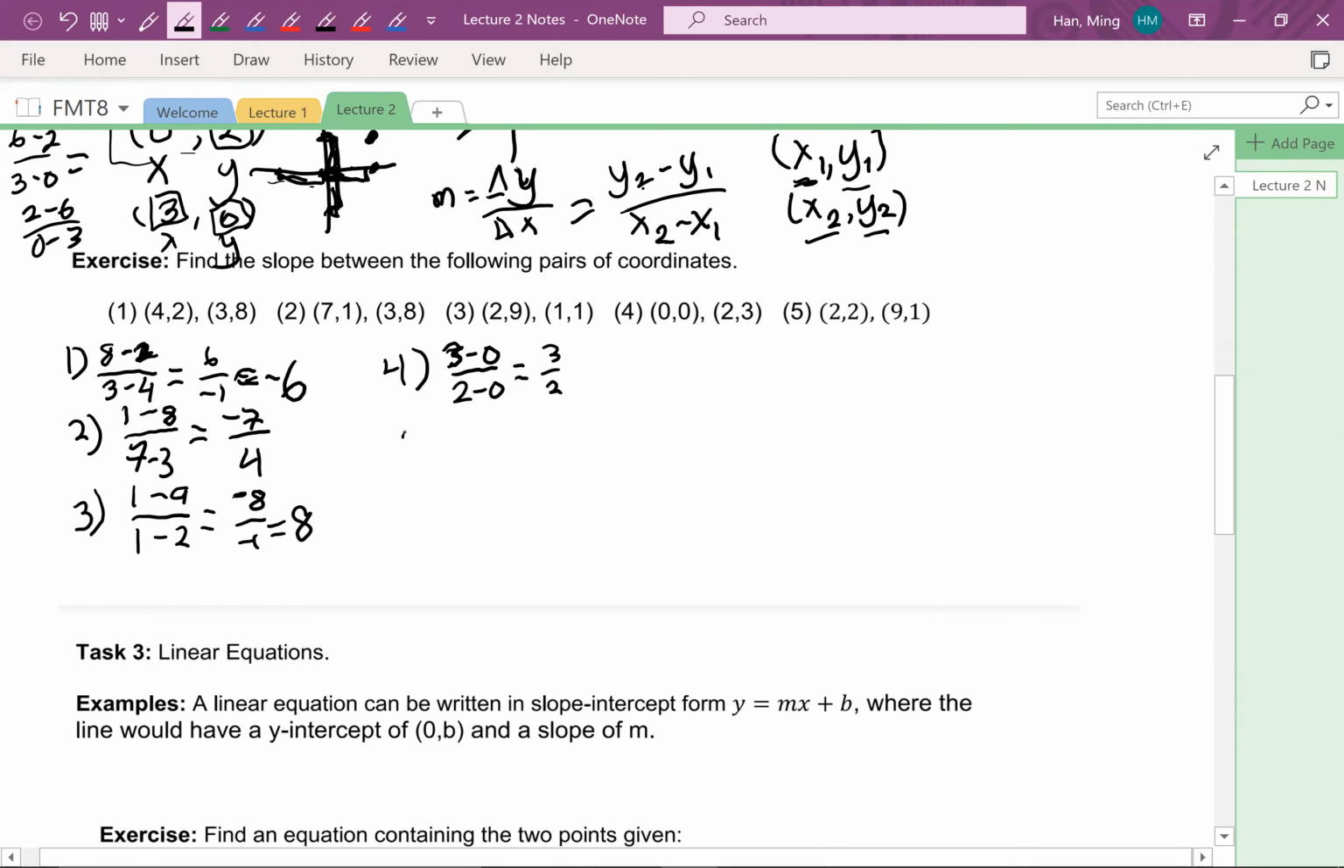Okay, and the last question, John V. Well, I got 1 over -7. Yep, and how did you get your answer? Well, what I did was I subtracted 1 from 2, and I got 1, and then I subtracted 9 from 2, and I got -7. Yes, that's correct. Nice job.